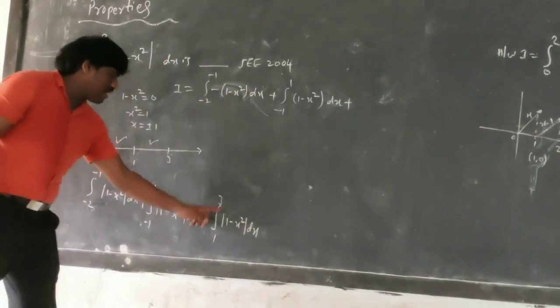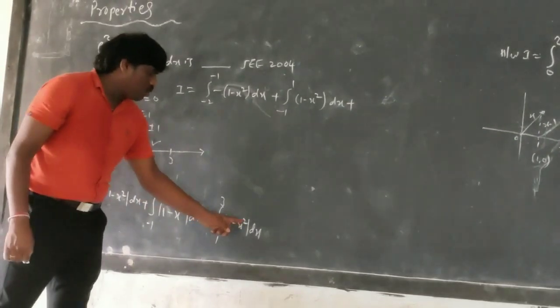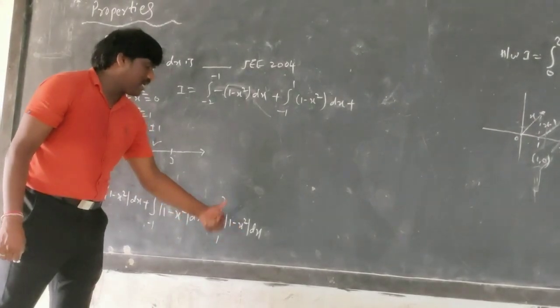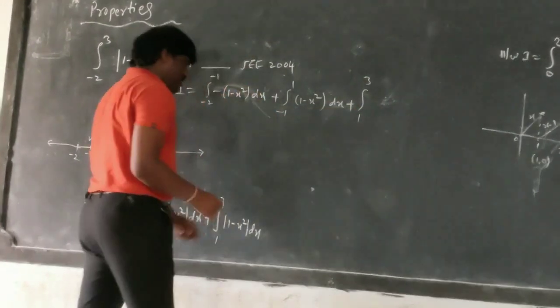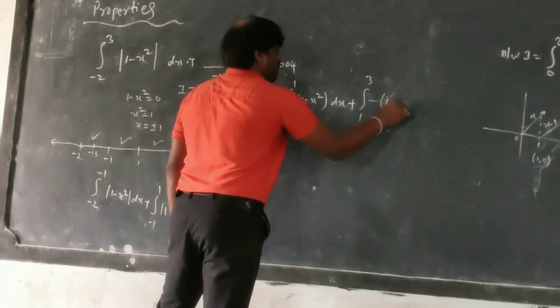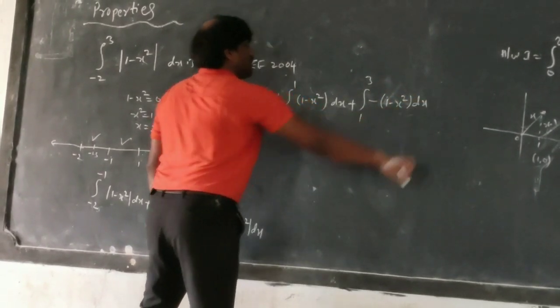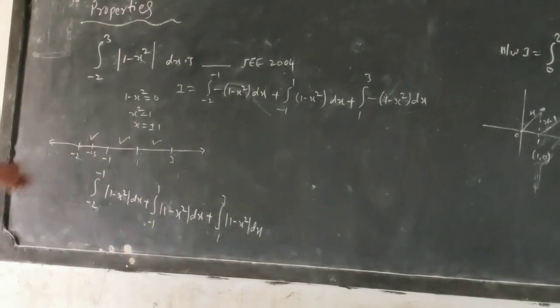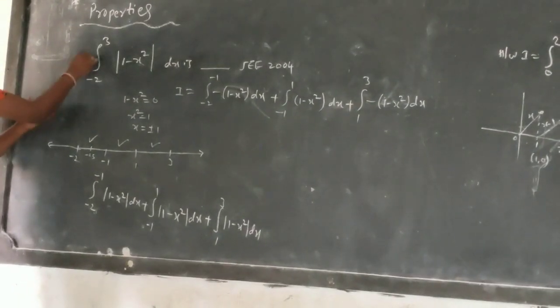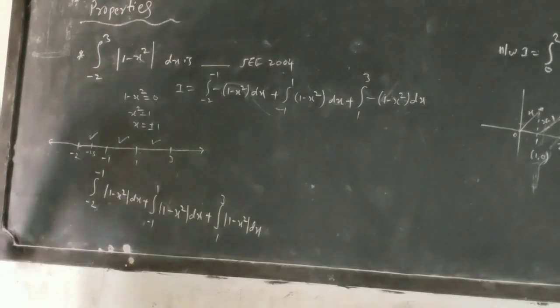Now let us go for 1 to 3. For 1 to 3 let us take 2. 2 square is 4, 1 minus 4 is a negative number. So for 1 to 3, this is opening with negative: minus of 1 minus x square dx. This is the way to open this one. The modulus function is to be opened in this way. And this is a most important question. These are most important questions.